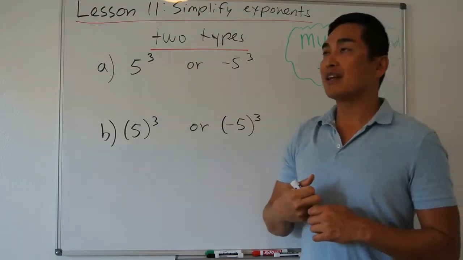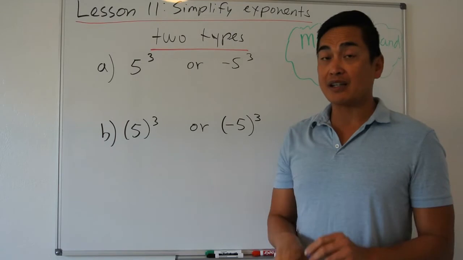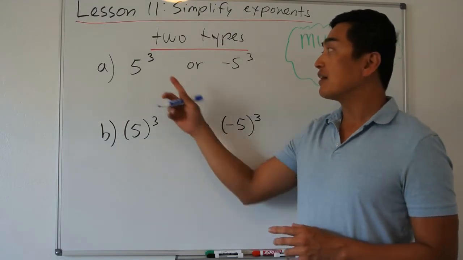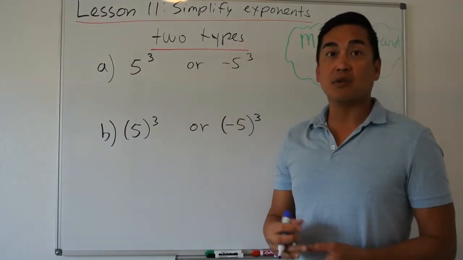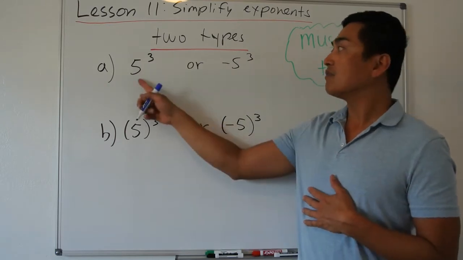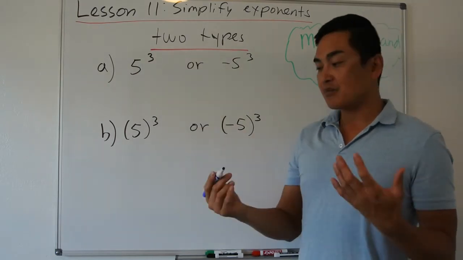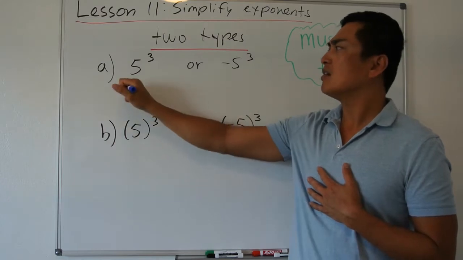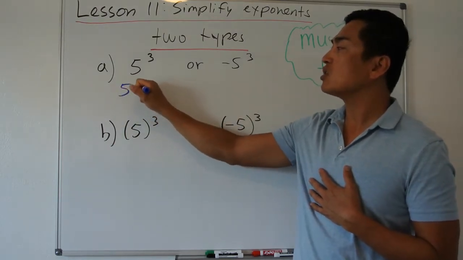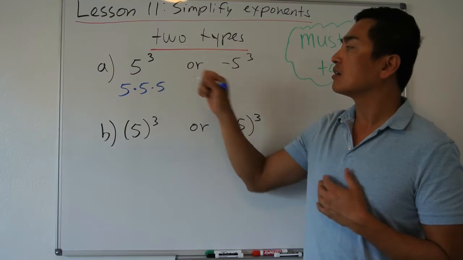So for example, that's 5 to the third power. Keep in mind, it's not 5 times 3. If it's 5 times 3, it's not going to be called exponent. It's called multiplication, okay? 5 to the third power means 5 times 5 times 5. I'm not going to actually multiply it out. I'm just going to expand quickly and show you what that means, okay?